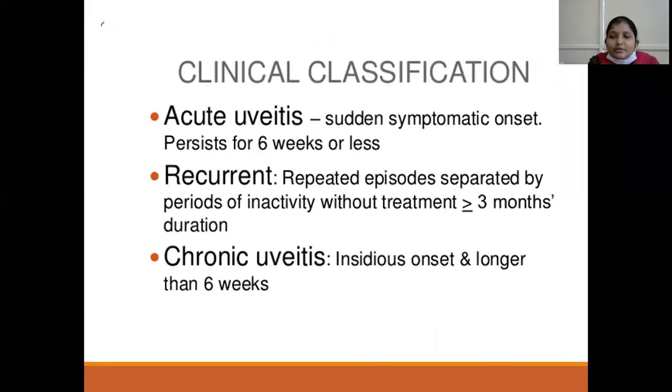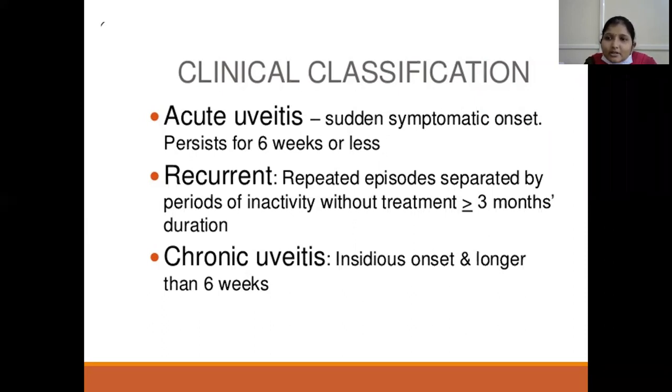So next, coming to clinical classification. Clinically, we can classify uveitis into 3 types: acute, chronic, and recurrent uveitis. Acute uveitis has a sudden and symptomatic onset and persists for 6 weeks or less. And next, coming to chronic uveitis, it has insidious onset and persists for more than 6 weeks.